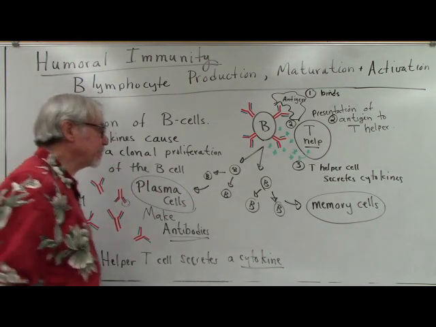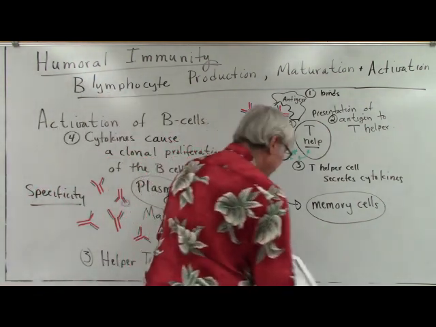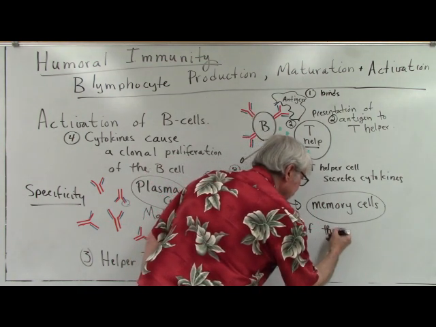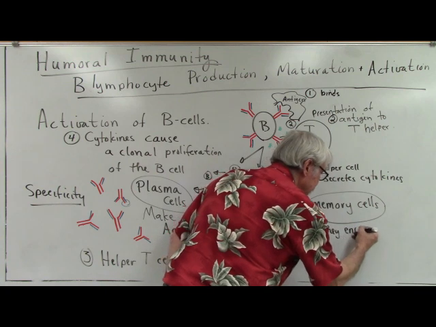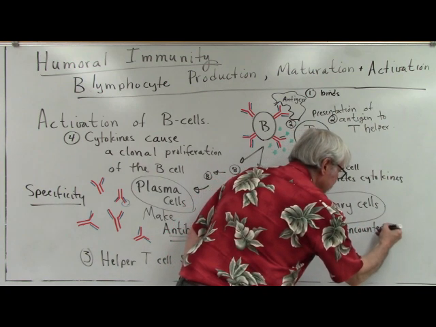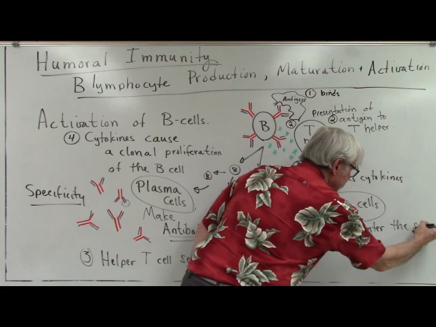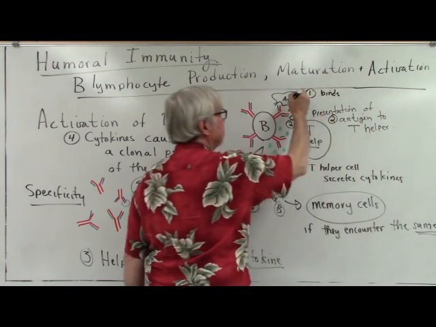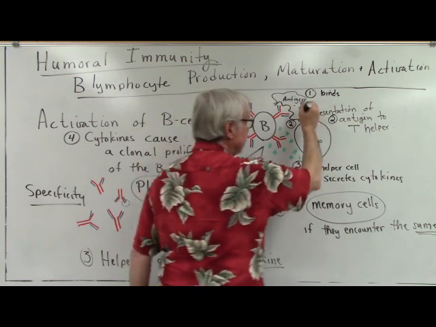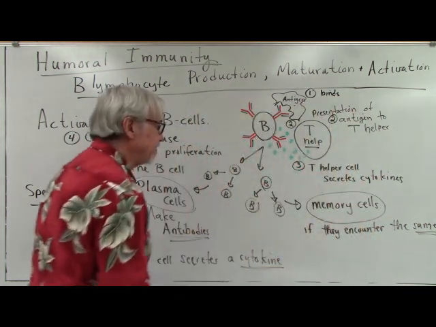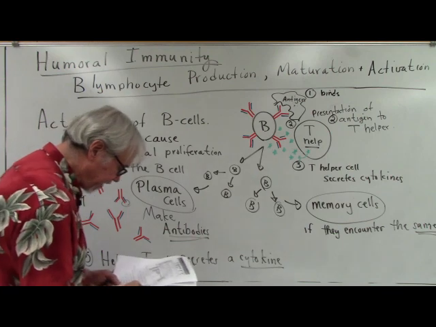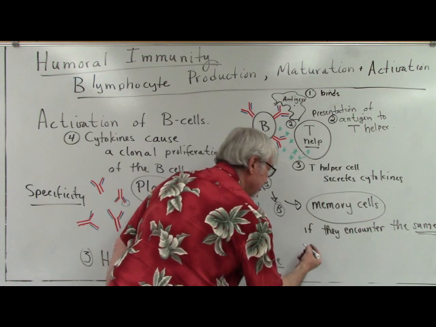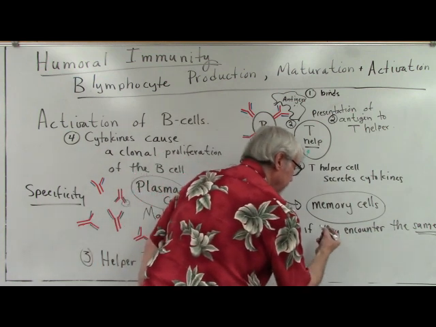So if the memory cells encounter the antigen again, and not just any antigen, but this very same antigen that started out everything right here, if they see this antigen again, then they're able to mediate a rapid, robust secondary response in terms of turning into plasma cells and making antibodies.